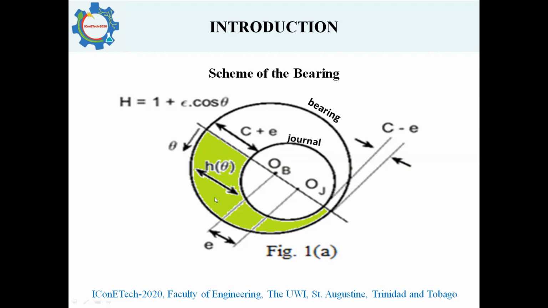The fluid film between the moving parts is characterized by the formula H of theta, where theta is the angle measured. Here we have a line drawn through the center of the bearing and the center of the journal, and a line from the center of the bearing. The angle formed between them is called theta, which is the circumferential coordinate. Whenever we divide the eccentricity by the clearance, we get something called the eccentricity ratio. At this point here, we have the maximum film thickness of the fluid, and here we have the minimum film thickness.